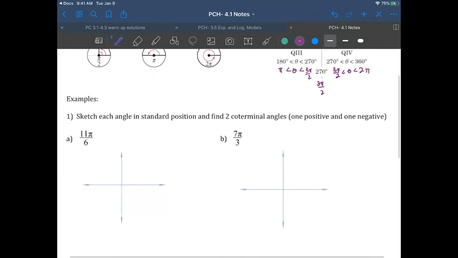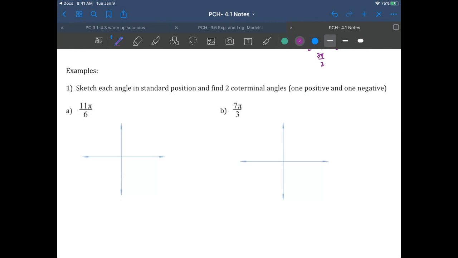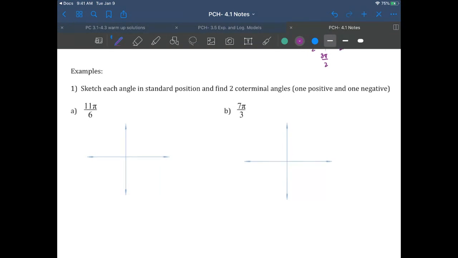We're going to sketch the angle in standard form. And then we're going to go ahead and find two coterminal angles, one positive and one negative. Do you remember what coterminal means? It means the angle has the same initial and terminal sides, but a different angle measure. Not meaning radians or degrees, it means like adding 2 pi or subtracting 2 pi. So more or less rotations. All right.